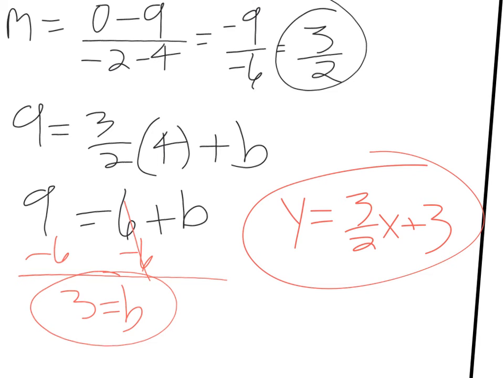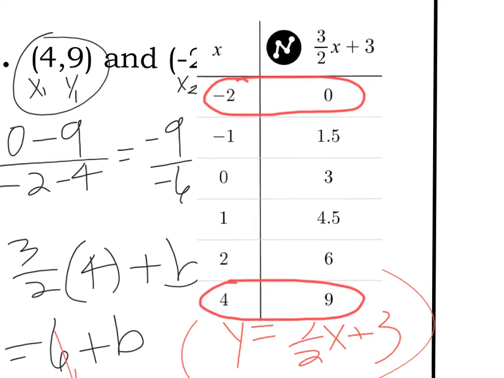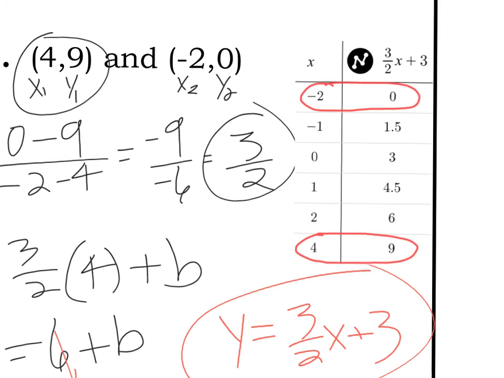And then I'm just going to point it out again. Graph that line, check the table, look for the points that were given to you in the table. Here's my table of values for this graph, 3 over 2x plus 3. And then you can see 4, 9 and negative 2, 0. So let's move on to the next examples, shall we?